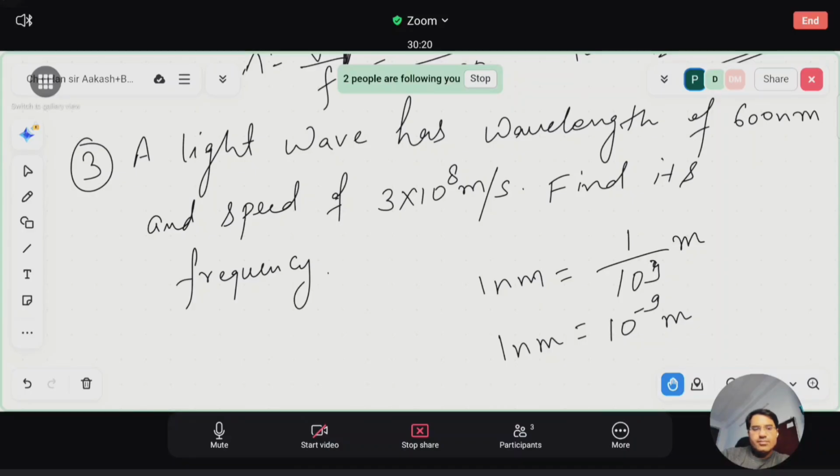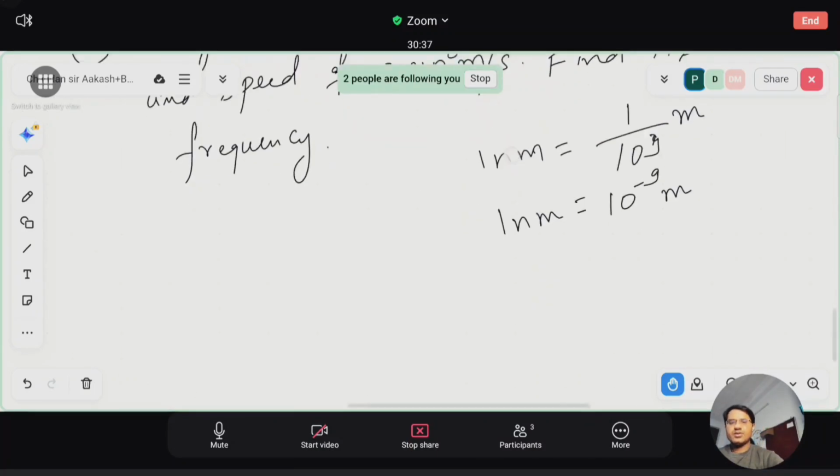Is it 5 times 10 to the power 14? Very good. That's correct. How much did you get, Deepak? I got 5 times 10 to the power 14. Very nice. Both of you are correct.